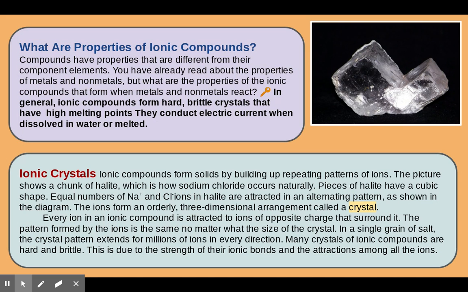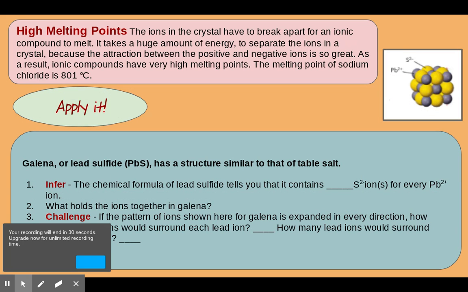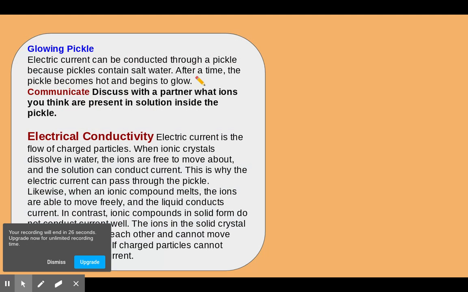Okay. So properties of ionic compounds: they are hard, brittle crystals that have high melting points, and they conduct electric current when dissolved in water or melted. So this is where we talk about our crystalline structures. Our example was an ionic compound, a silicate. Okay, and then there are some questions. They have high melting points and high boiling points and conduct electricity.